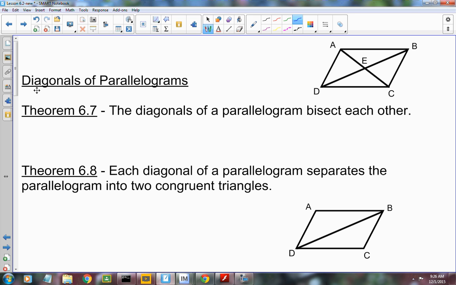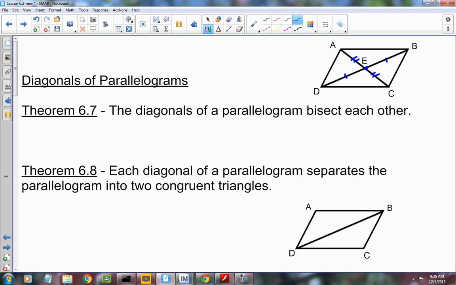And this first theorem tells us that the diagonals of the parallelogram bisect each other. Okay, what's that mean? They cut each other in half, right? So where they intersect each other, they do that. The midpoint. So E is the midpoint of both of them, yes?